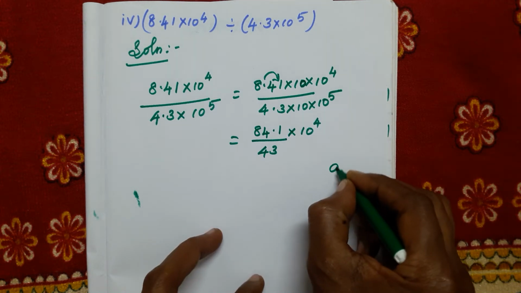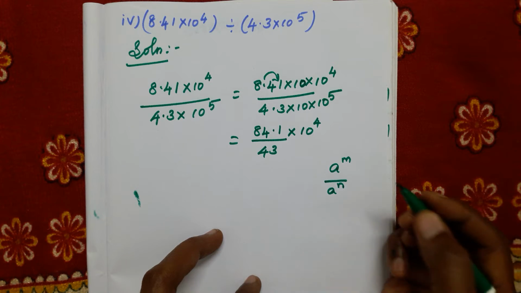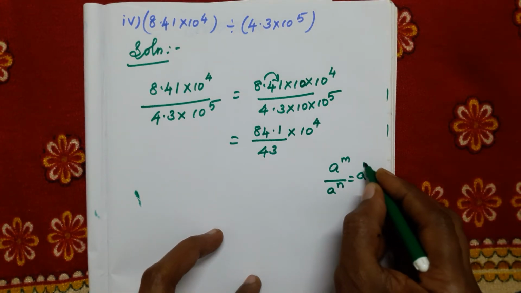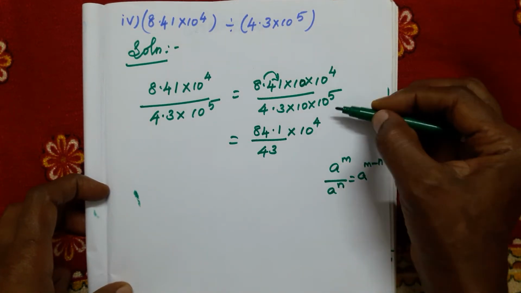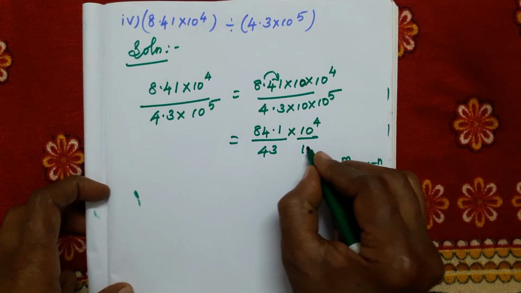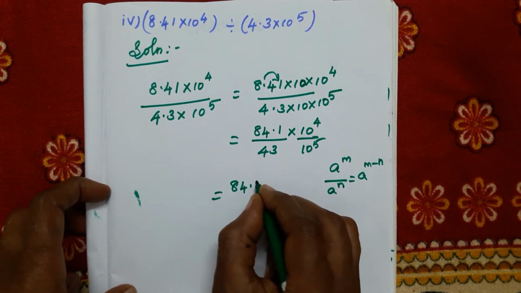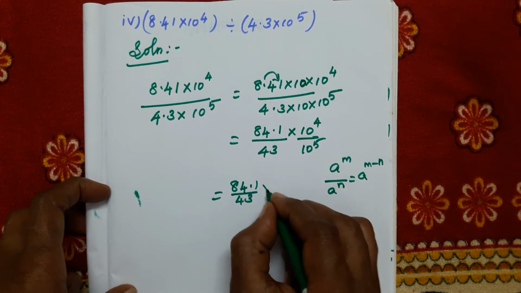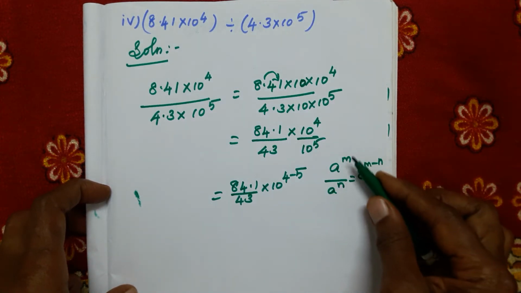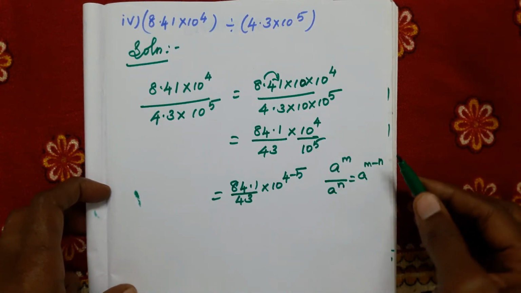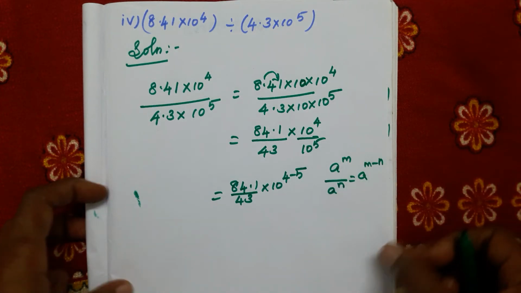A power m by a power n, what can we write? A power m by a power n means a power m minus n. So 10 power 4 by 10 power 5. Here I am writing the same, 10 power 4 by 10 power 5. So 84.1 by 43 into 10 power 4 minus 5. Here when we are writing a power m by a power n is equal to a power m minus n, so 10 power 4 minus 5.